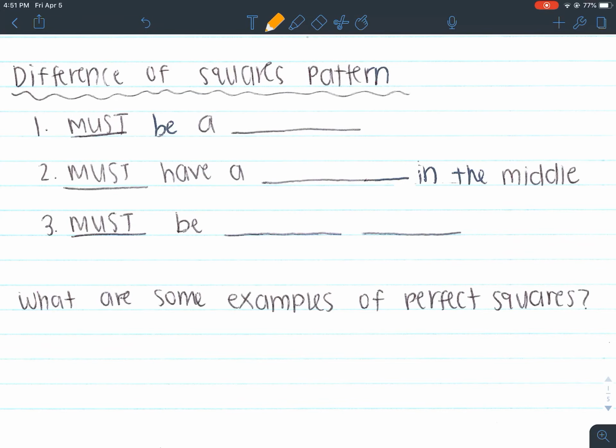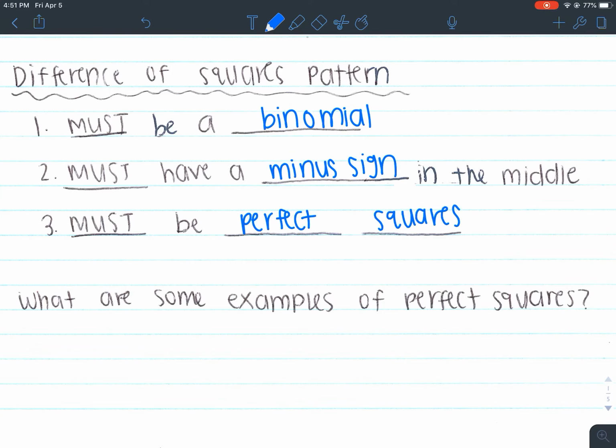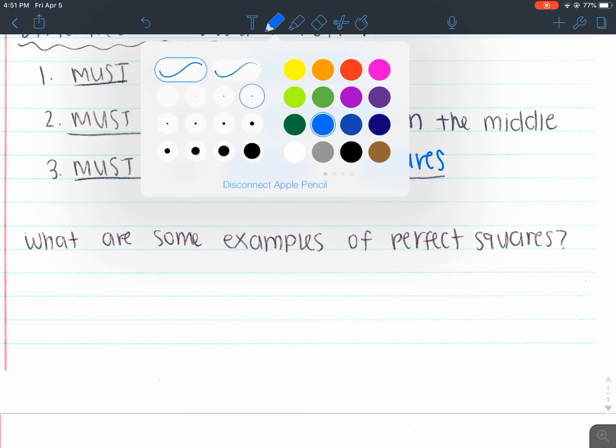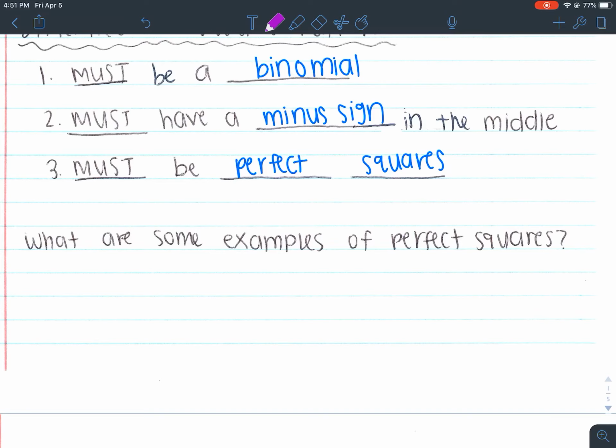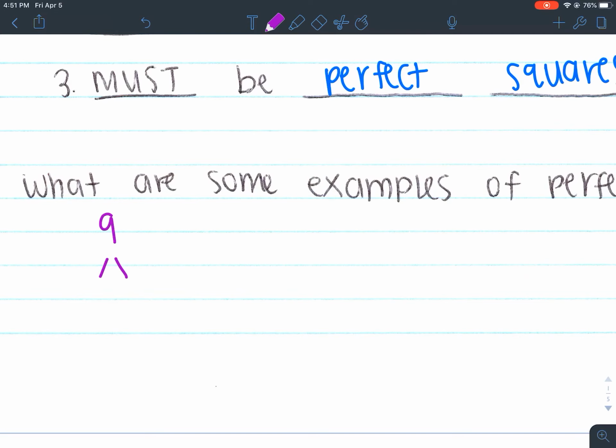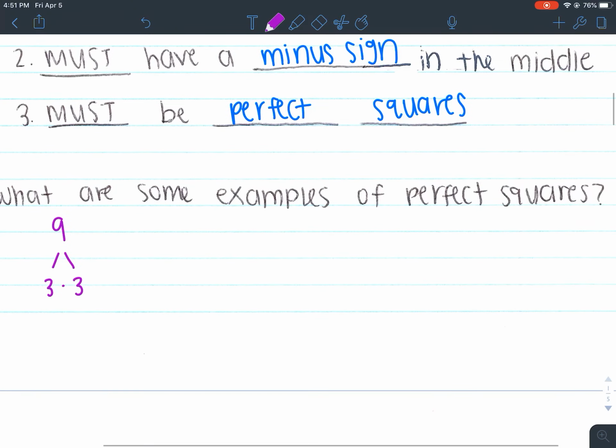In order to use the difference of squares technique, it must be a binomial, okay? It must have a minus sign in the middle, and it must be perfect squares. Okay, now let's talk about what a perfect square is. So a perfect square is a number that can be square rooted evenly. So for example, 9. 9 is a perfect square because there's a number that when you multiply it by itself, you get 9, which happens to be 3. 3 times 3 is 9. That's a perfect square.